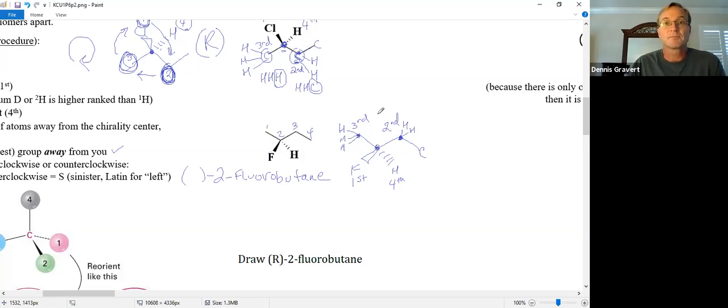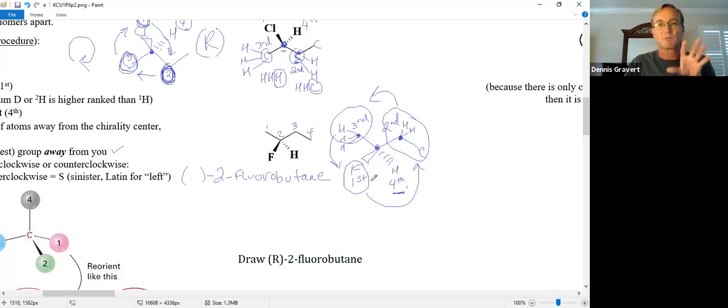Ranking done. Step 3, let's make sure it's oriented the right way. Yep. 4th rank group is away. Good. Now we can trust our rotation. Start with 1st rank, go to 2nd rank, go to 3rd, 1st to 2nd, to 3rd, like the 1st. Now you're not physically moving these groups, you're just seeing where they are.